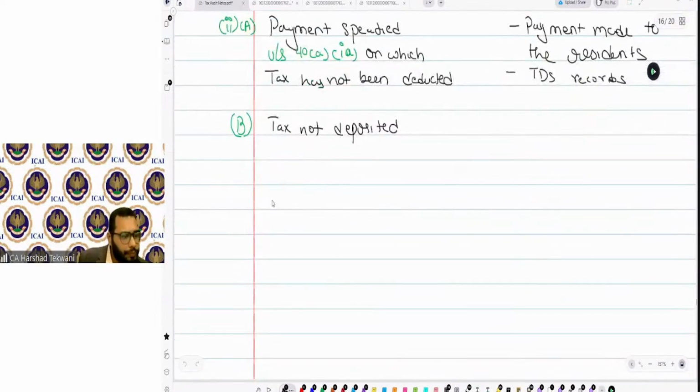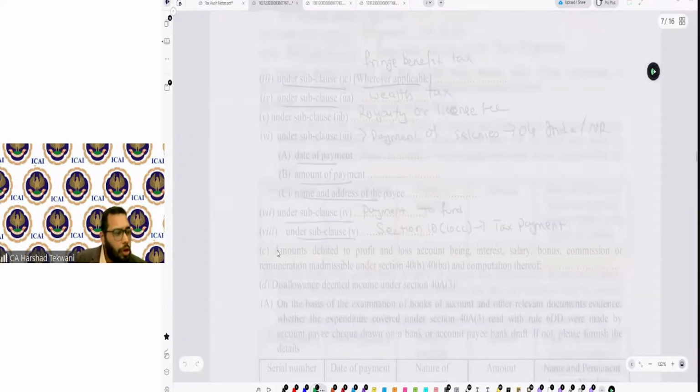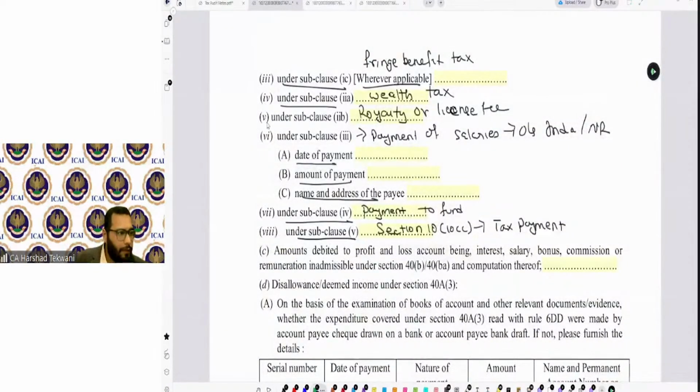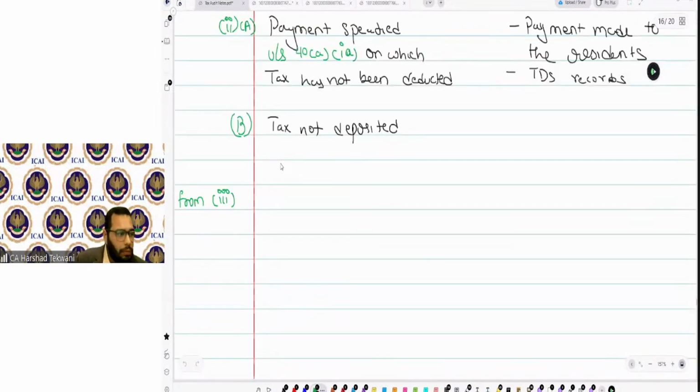So from 3 to 8, these are the various subclauses of section 40A.